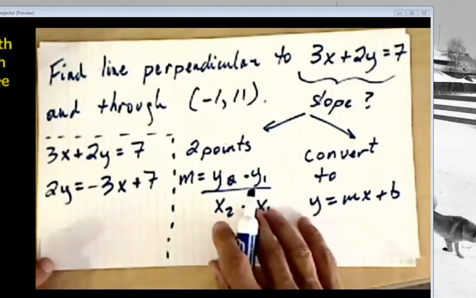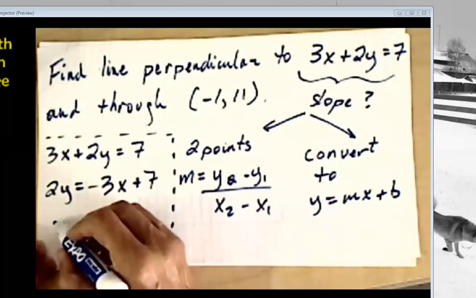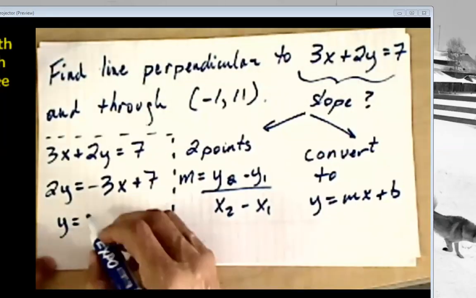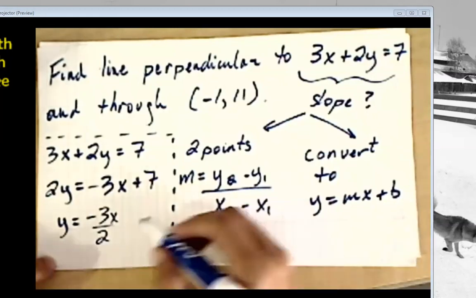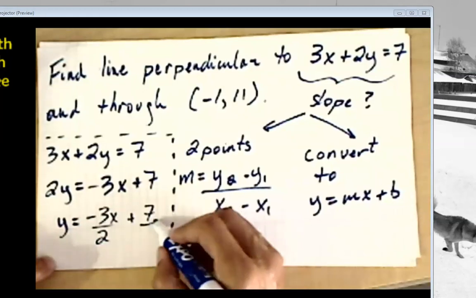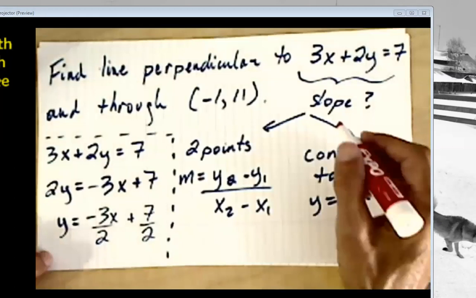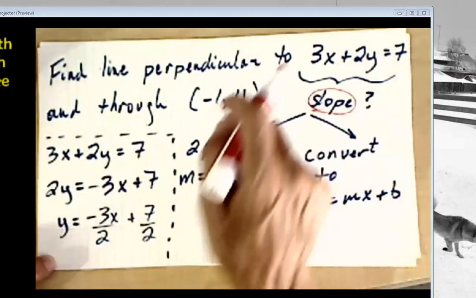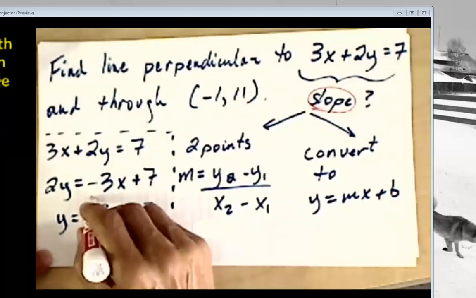Okay, and then almost there, right? We have 2y, we need y. Divide both sides by 2, which means divide everything by 2. So we get minus 3x over 2 and then plus 7 over 2. The point of doing this was to get the slope so that we could use it for our new line. So what is the slope of this equation here? Yeah, there it is.